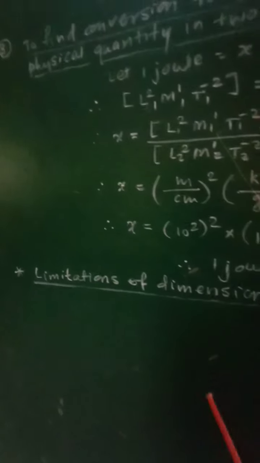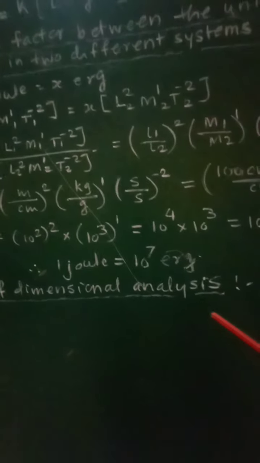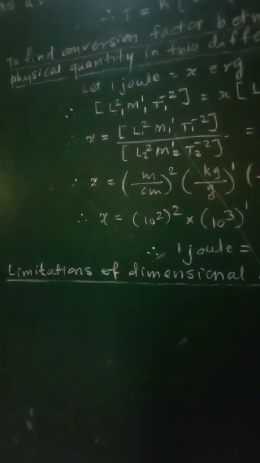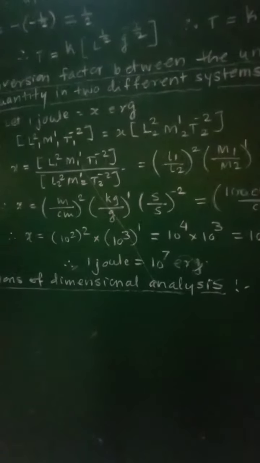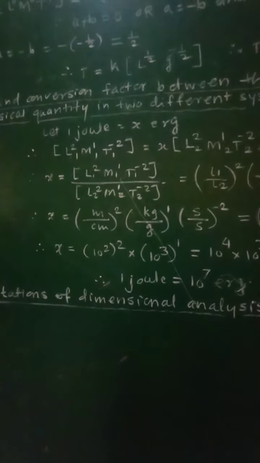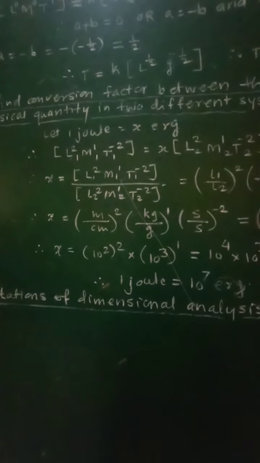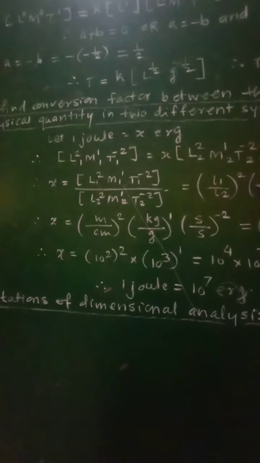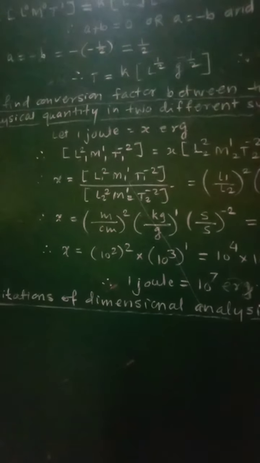Okay, then we'll go for next point, that is limitations of this dimensional analysis. If you consider this dimensional analysis, then there will be some limitations. Now what are these limitations? So the first limitation is the value of dimensionless constant cannot be obtained. If any constant is there and which is dimensionless, then the value of that constant cannot be obtained with the help of this dimensional analysis.